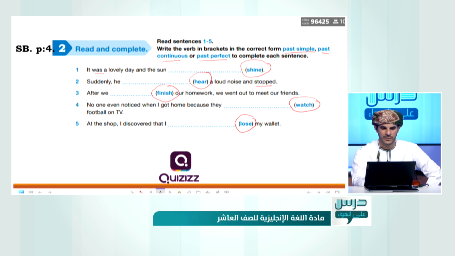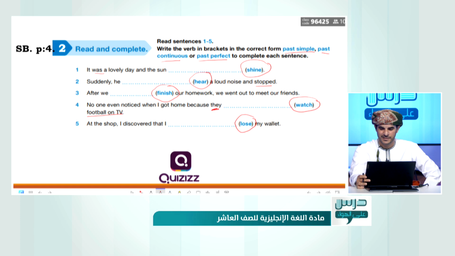Our homework, we went out to meet our friends. No one even noticed when I got home because they, what were they doing when I got home? They, plural, they. So football and TV. Usually when you watch TV, you use present continuous as a sentence. At the shop, I discovered that at the shop, I discovered that I what? The past. So let's go on to the next.